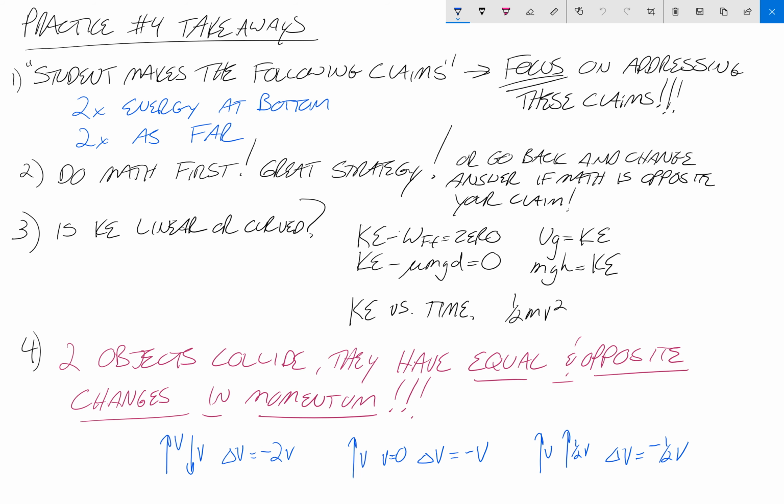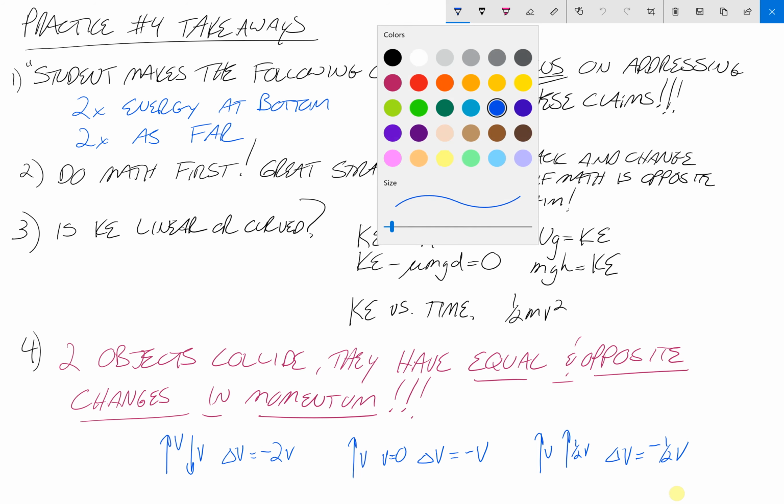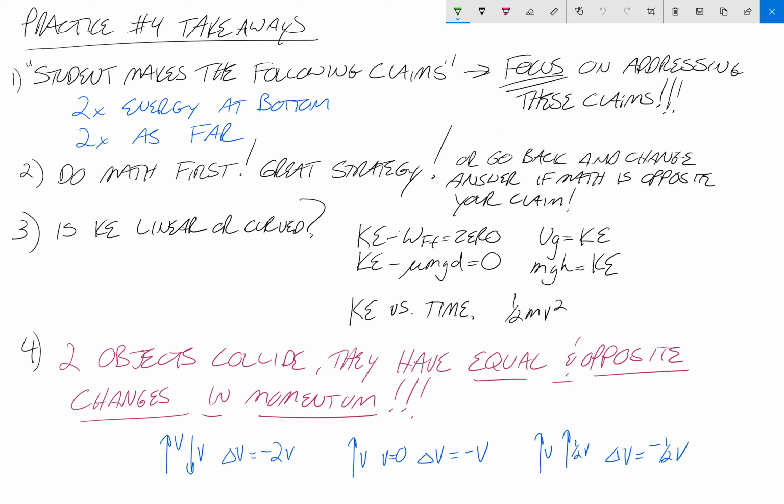Another thing was whether or not the kinetic energy graph was linear or curved. This is a good one, and it's definitely worth talking about. At the bottom of the incline, the object starts with kinetic energy. There's work done by friction to bring the energy to zero, to bring it to a stop. And this is asking you to graph kinetic energy versus position. That's what's important. This is KE versus position.